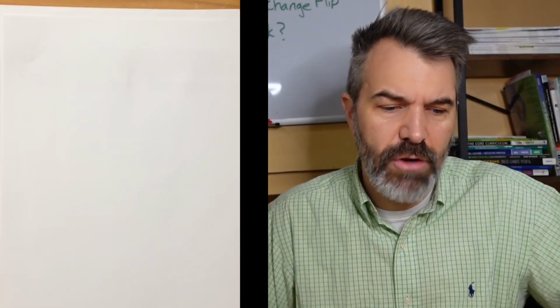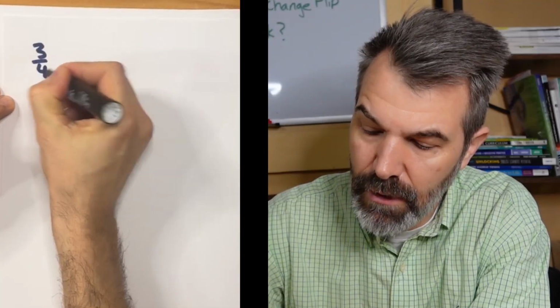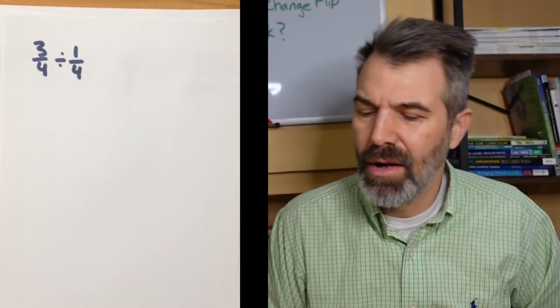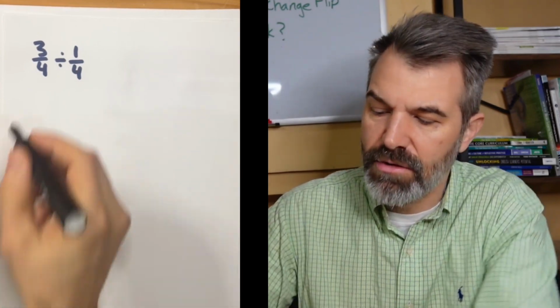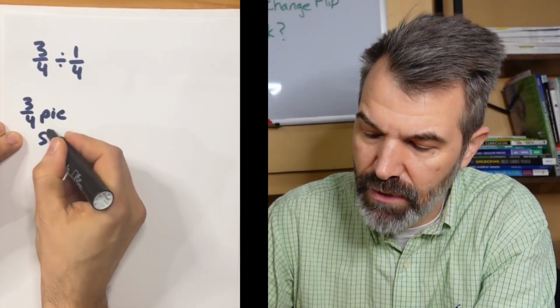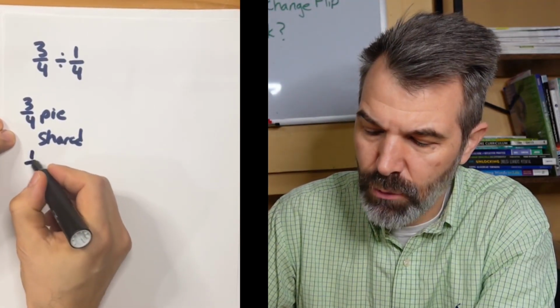So let's go back to that 3/4 divided by 1/4. So 3/4 divided by 1/4. And let's say, okay, how can I possibly represent that with my pies? And here, again, I've got my 3/4 of a pie, and I'm sharing that with, let's see, 1/4 of a group.